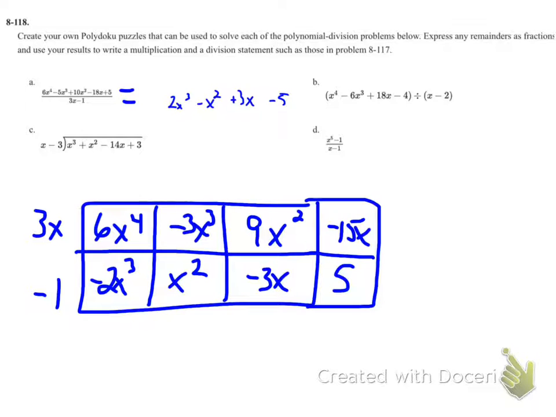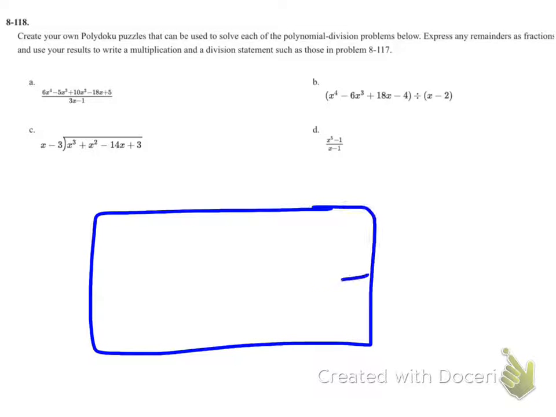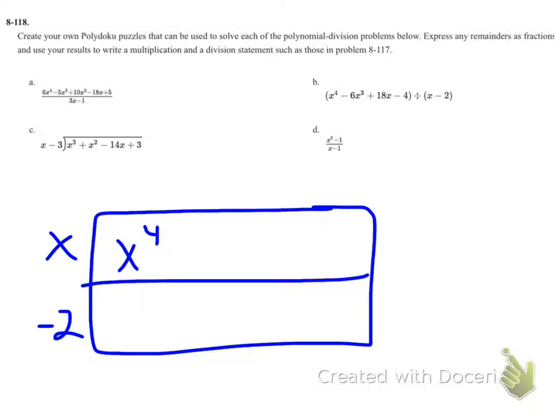Doing the same thing for problem B. If you have not already tried problem B, go ahead and pause this right now and test it out. Okay, I'm going to go through and start up the problem. So I have an x to the fourth, starting right there, which means I have x to the third up top. Multiplying through gives me negative 2x to the third. Looking at, they need to add up to a negative 6, so I have a negative 4x to the third.